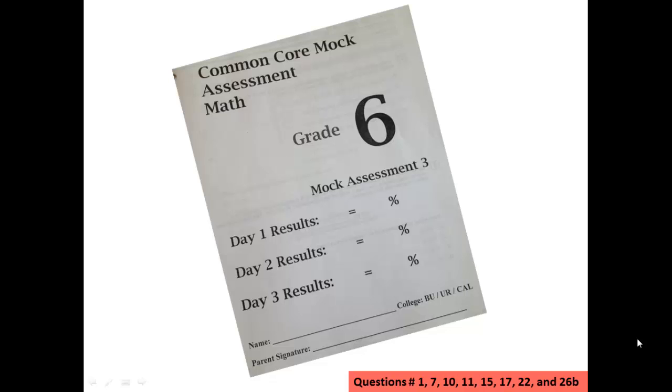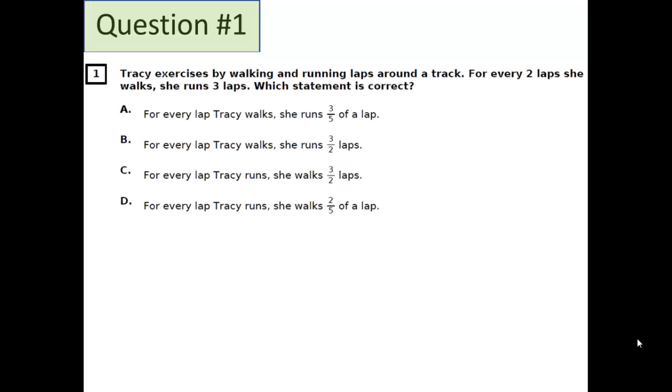Okay, so let's start with question number 1. All right, here it is. It says Tracy exercises by walking and running laps around a track. For every 2 laps she walks, she runs 3 laps. Which statement is correct? And now I see 4 different statements, and it looks like they switch up things a little. So one says, for every lap Tracy walks, she runs 3/5 of a lap. For every lap Tracy walks, she runs 3/2 of a laps. For every lap Tracy runs, she walks 3/2 laps. So they're switching around runs and walks.